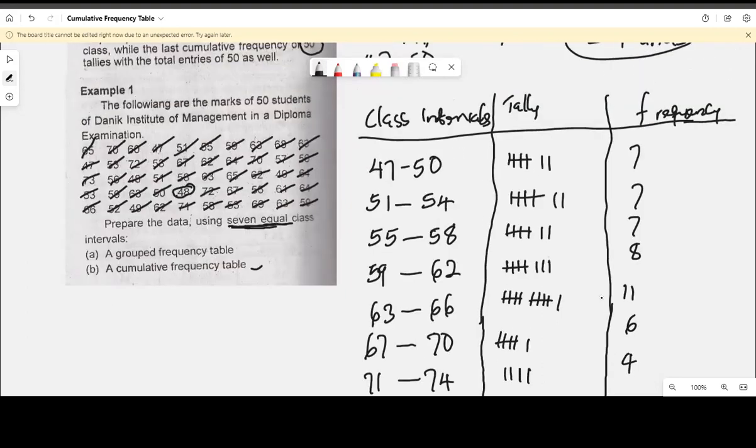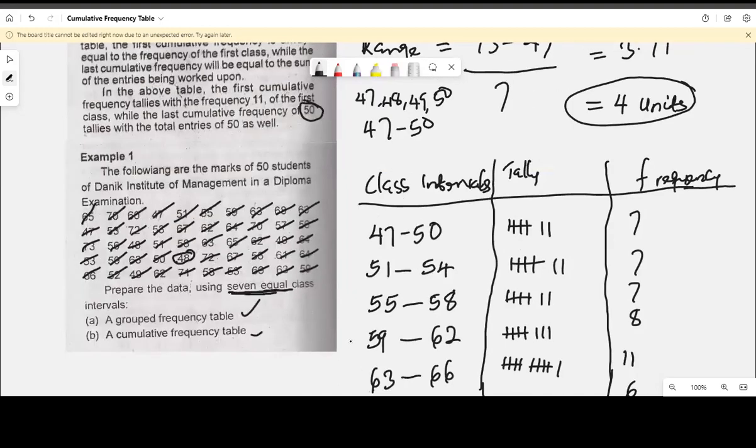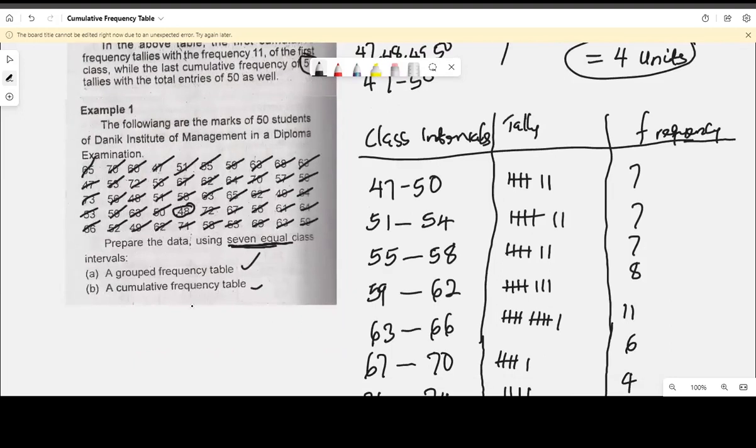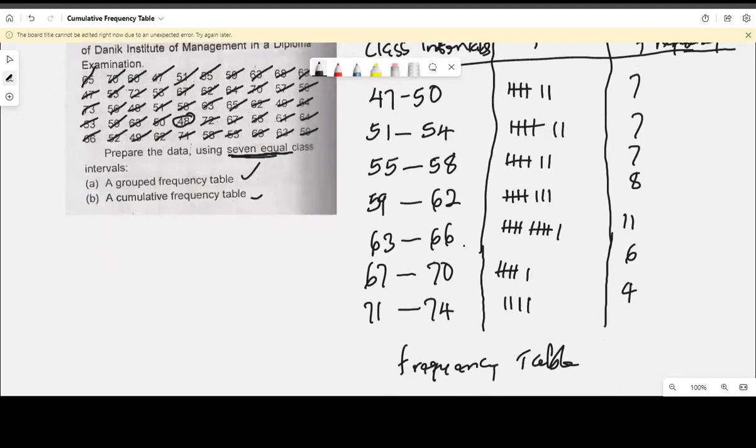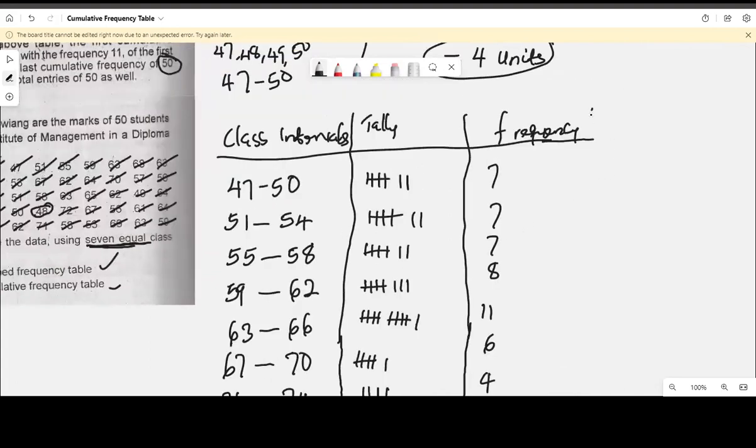So this is a frequency table. That is the A part of the question done. Then the B part says the cumulative frequency table. Let me just continue it here. The next column will be cumulative frequency. Cumulative frequency will add the frequencies of one data to the preceding data to get the cumulative.